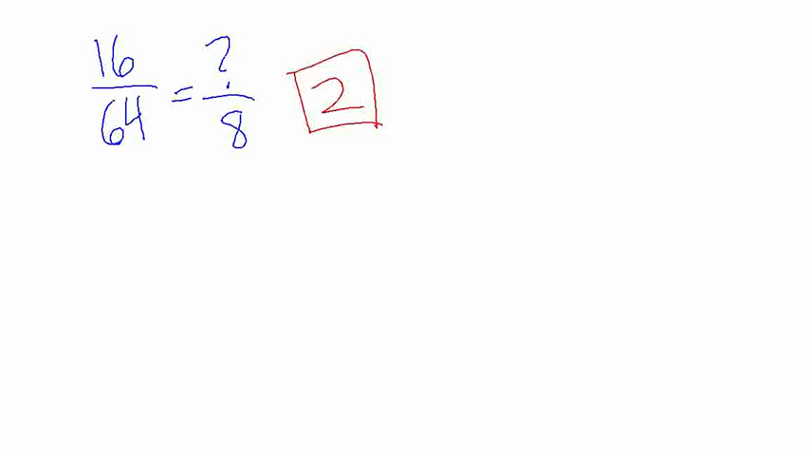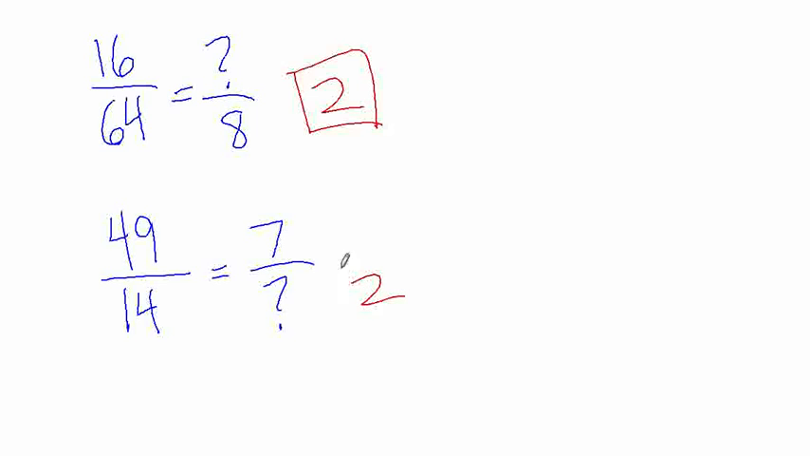Let's try another one. 49 over 14 is equal to 7 over mystery number. So pause the video and try to figure out what that missing number is. Okay, I'll go ahead and show you how I would determine it. So 49 divided by 7 gives me 7. 14 divided by 7 gives me 2. So the answer to this one is also 2.